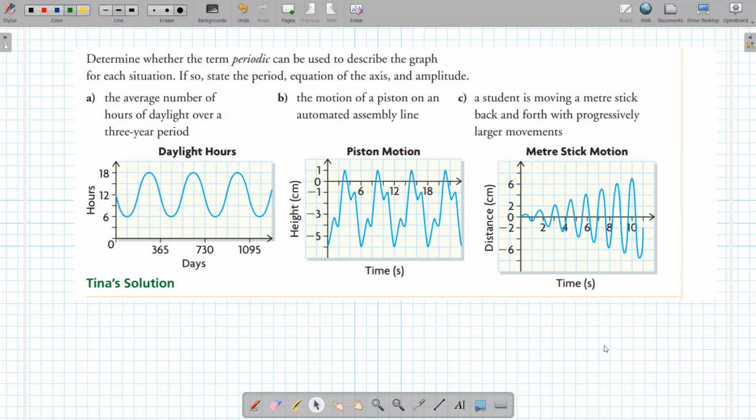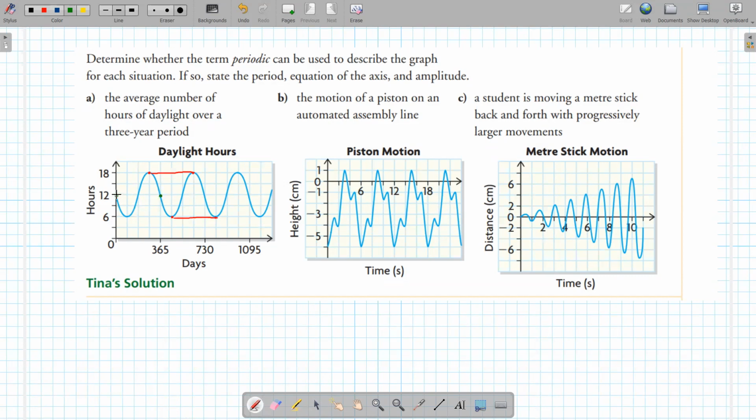Period is the distance between any 2 points on different cycles. You could go from here to here, maximum to maximum. You could go from here to here, minimum to minimum. Or, because we don't know how much each box represents, you don't have to go from max or mins. You can go from any point as long as you get to the new cycle where it repeats. So I am gonna go from here to here.